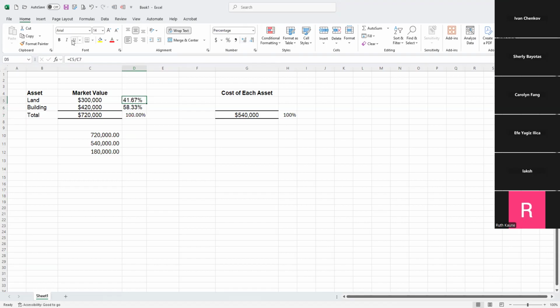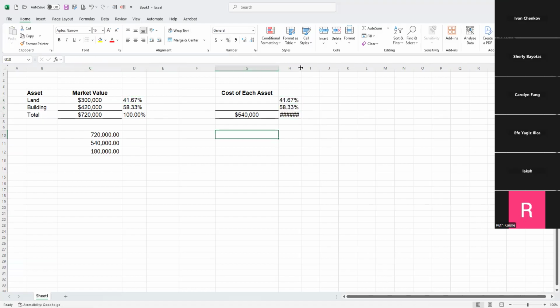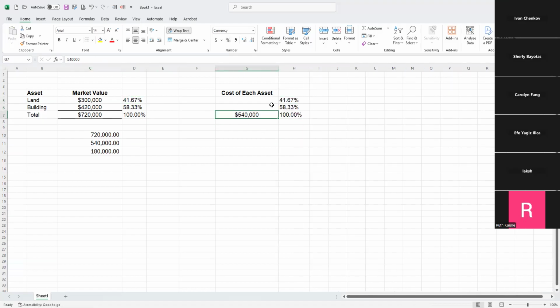So what's the next thing that I have to do? Well, once I have those percentages, I'm going to copy those percentages here. I'm going to paste them here as a dollar amount, as a value amount. And I have to find out now how much is 41.67% out of 540 and how much is the 58.33% out of 540, applying the same percentages. So that one times this percentage, and this will be this amount times the percentage.